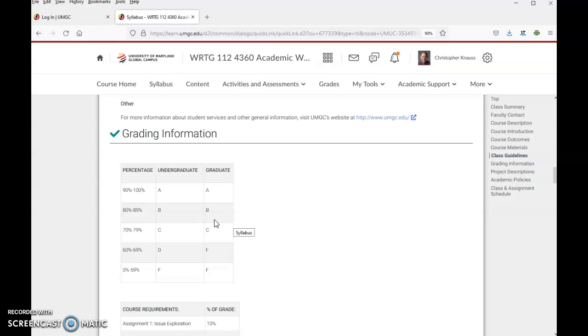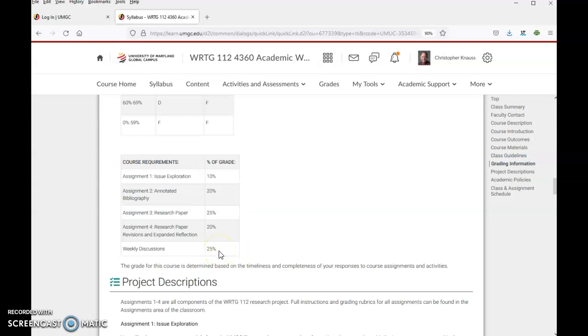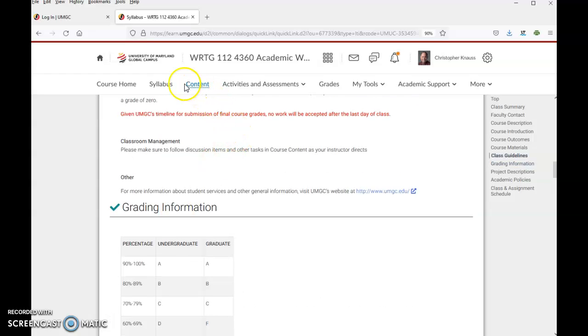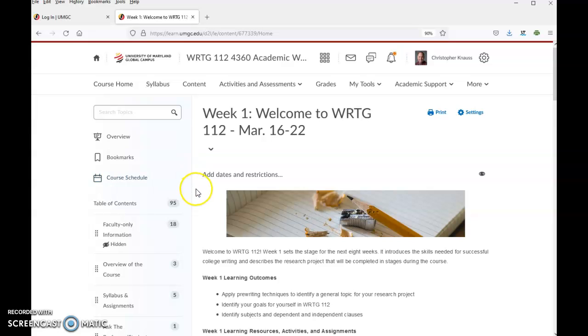So grading is here, and some of the assignments we'll be working on and how they're weighted in their grading. The first assignment, which is due approximately 2 weeks after we start, is an issue exploration assignment, and I did want to go to that for mostly what I'm going to talk about today.